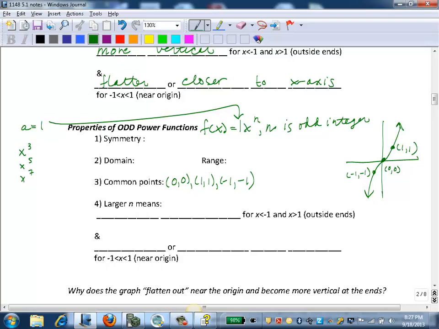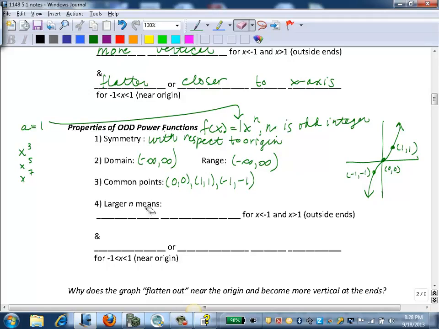So you've now expanded your library of functions, besides all those basic parent shapes that we learned earlier, the absolute value, the cube root, the square root, etc. Now you can expand that to even and odd power functions. So any odd power function is going to be this shape with these same three key points. Now we can see this is symmetry with respect to the origin. We can see the domain is -infinity to infinity, and the range as well, -infinity to infinity.